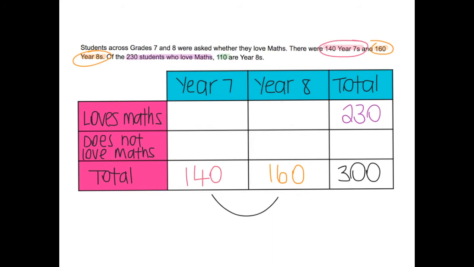I then know that 110 people who love maths are Year 8. So I'll look to my loves maths row again, I'll go to Year 8 and I'll put in that 110. I have color coded all of these so you can see exactly where the information is coming from. In my loves maths row, I have 2 of the 3 completed, which means that I can calculate this number of Year 7s who love maths.